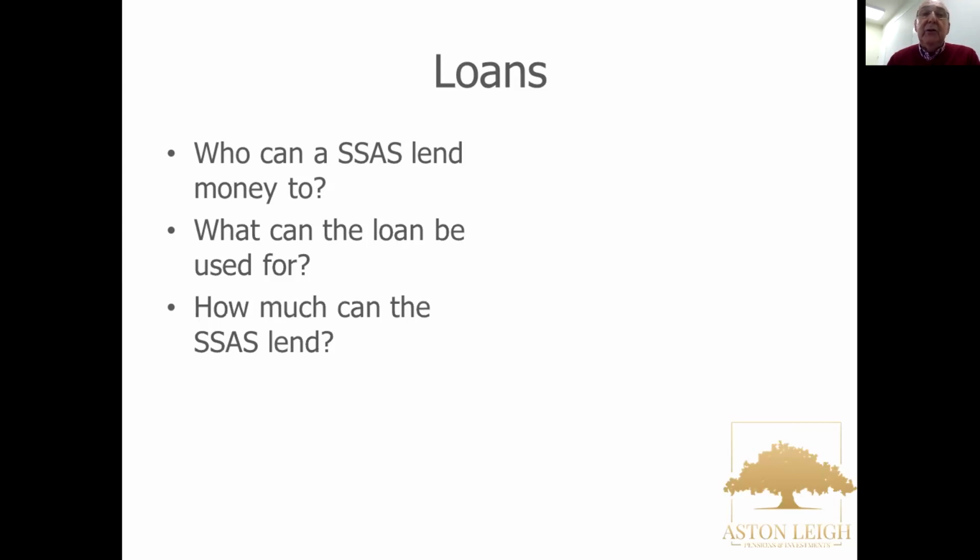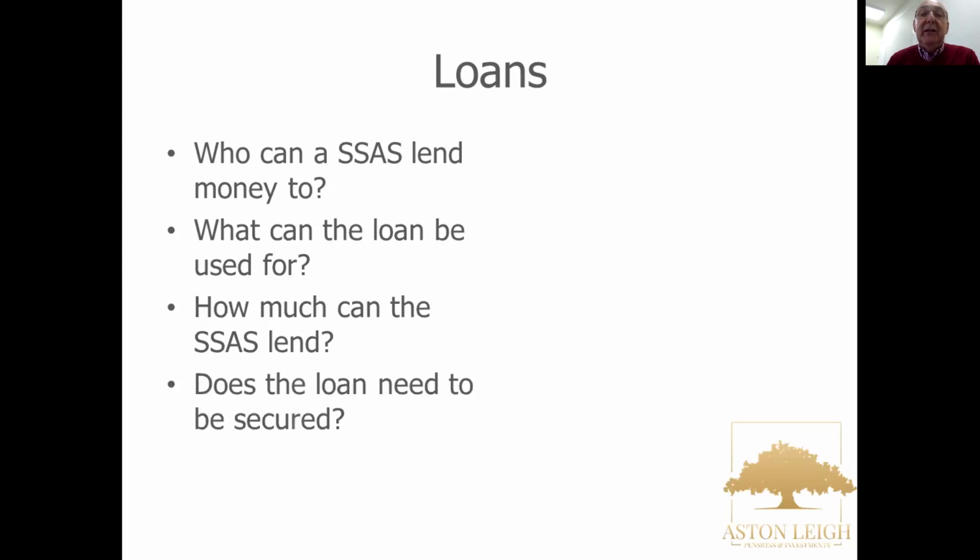How much can the SSAS lend? Well, the maximum loan to a sponsoring or associated employer is 50% of the net value of the pension scheme's assets. So that's 50% of the assets less any loans that have already been made. The 50% rule does not apply, strangely enough, to unconnected parties. And we'll talk a little bit later about that in this video. Now, if a loan exceeds the 50% limit, an authorised payment charge will apply. And this is basically a hefty tax penalty that's made by HMRC.